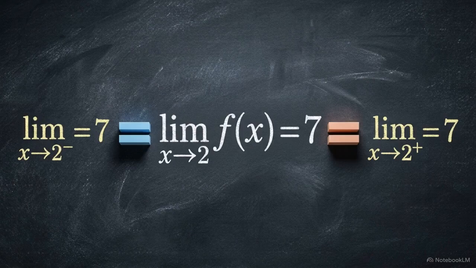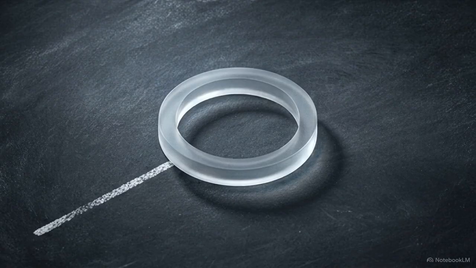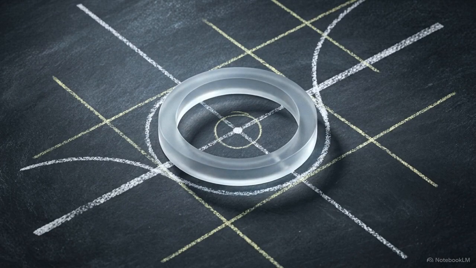This creates the primary rule for a limit's existence. The destination predicted from the left must perfectly match the destination predicted from the right. A general limit only exists at a coordinate if both independent directional trajectories agree on the exact same finite numerical value. Predicting a destination is different from actually arriving there. A limit only tells us where the function is heading, not what happens when it lands.